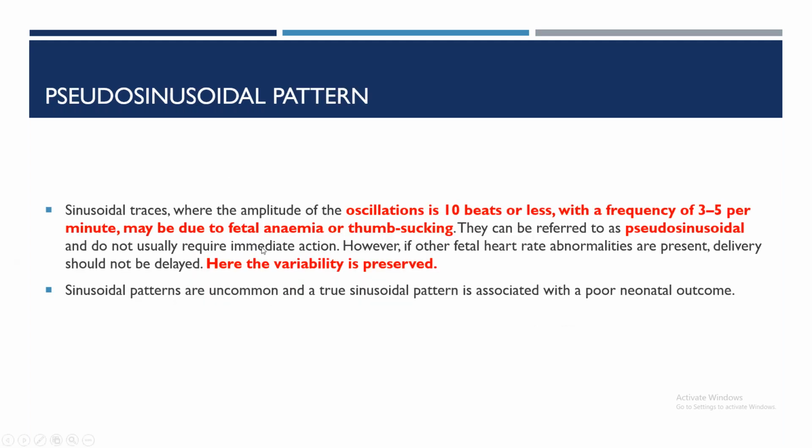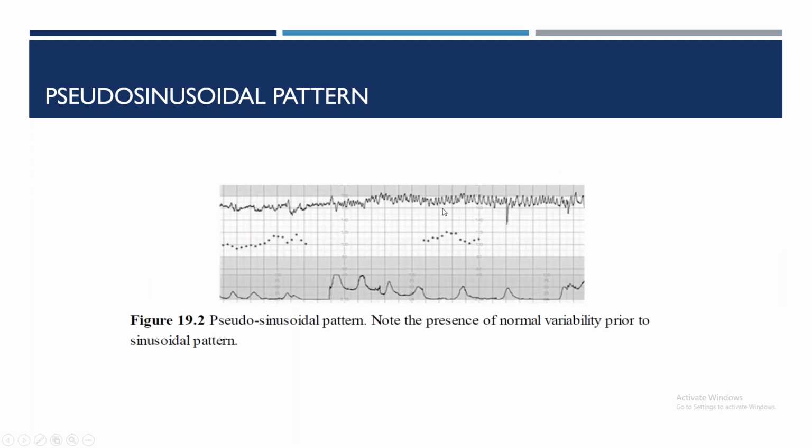Now, what is pseudo-sinusoidal pattern? It is where the oscillations are less than 10, and the frequency is 3 to 5 beats per minute. So here, can you see? In this 1 minute there are almost 5 oscillations per minute, and the amplitude is also less, just hardly 5 to 10. Sorry, it is 170 to 180. You can see the maximum oscillations are between 170 to 180, and frequency is around 3 to 5. So this is called a pseudo-sinusoidal pattern.